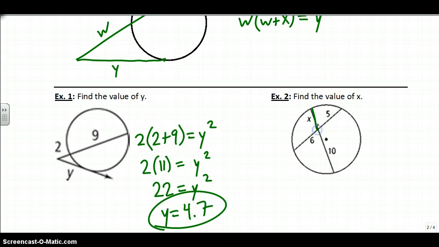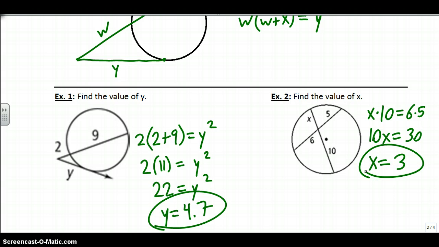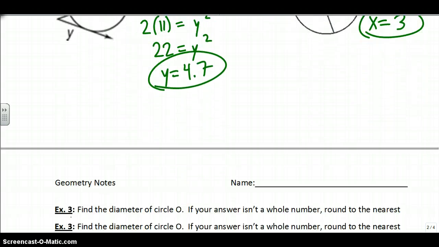So I basically take this piece times this piece. So I do X times 10, and that equals this piece times this piece, 6 times 5. So 10x ends up equaling 30, which means x equals 3. Again, just like before, these are basically algebra problems. You use the geometry to get it set up, but it becomes just solving an equation. Okay?